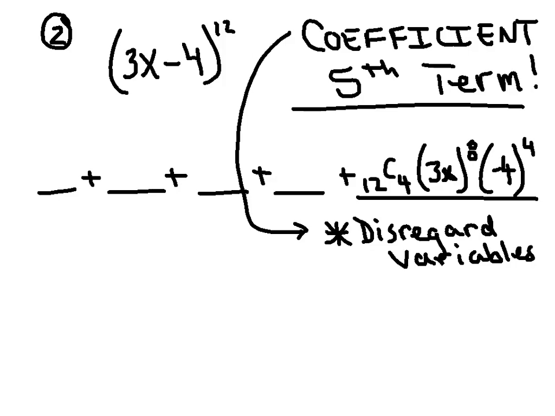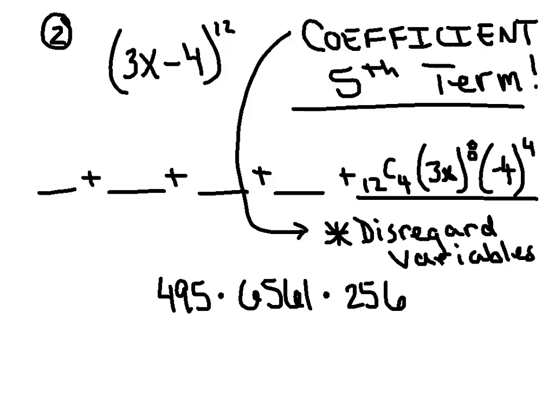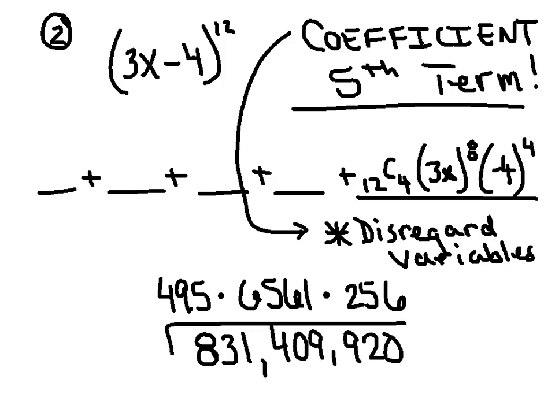So again, the 12C4 turned out to be a big 495. Then we're going to multiply that by 3 to the 8th, which turned out to be 6,561. Disregard the x to the 8th, and then negative 4 to the 4th was again 256. And we multiplied those all together, and we got that big, humongous 831,409,920. Disregard the x to the 8th, and now that would be my answer. So, the trick is if they ask you for the coefficient, but you put x to the 8th in your answer, they're going to mark it wrong, okay? So we just got to be really careful and answer exactly what they're asking for.